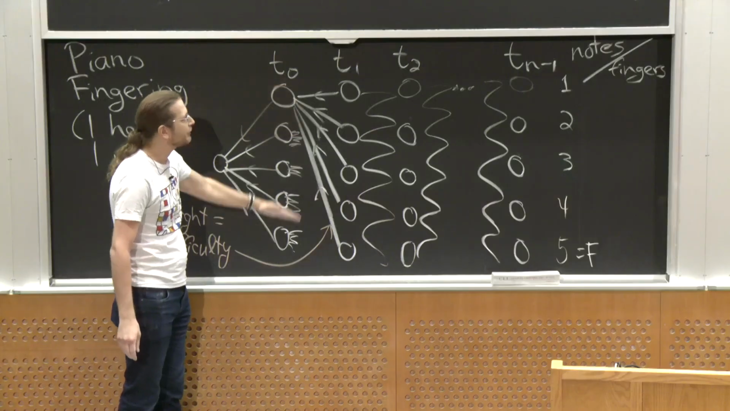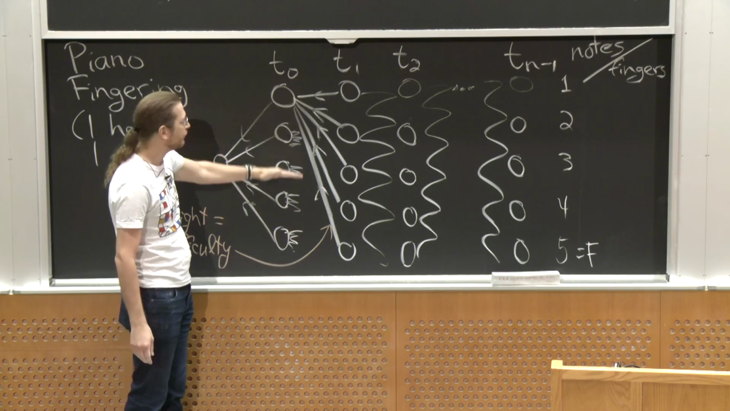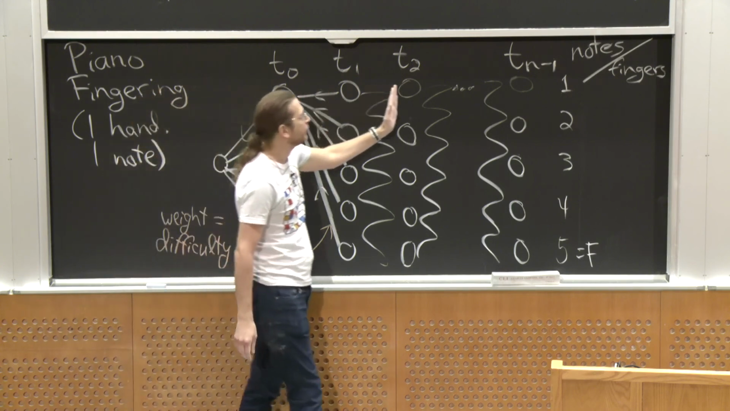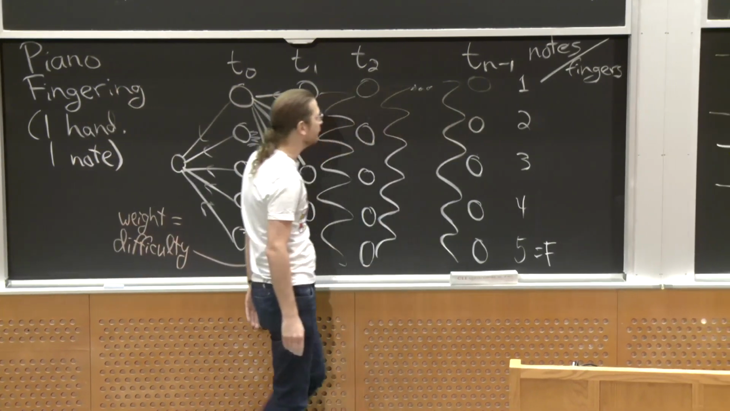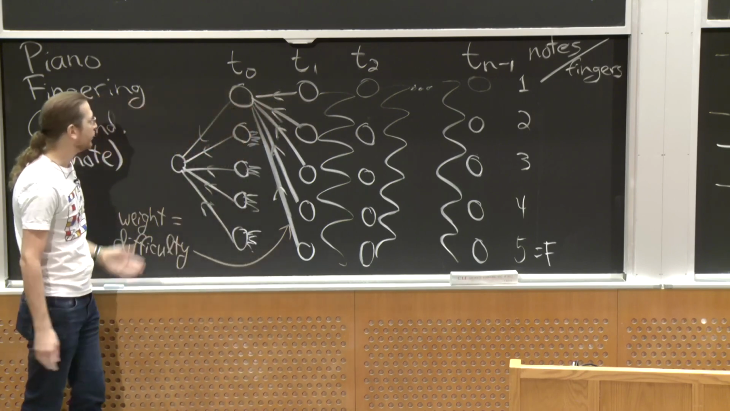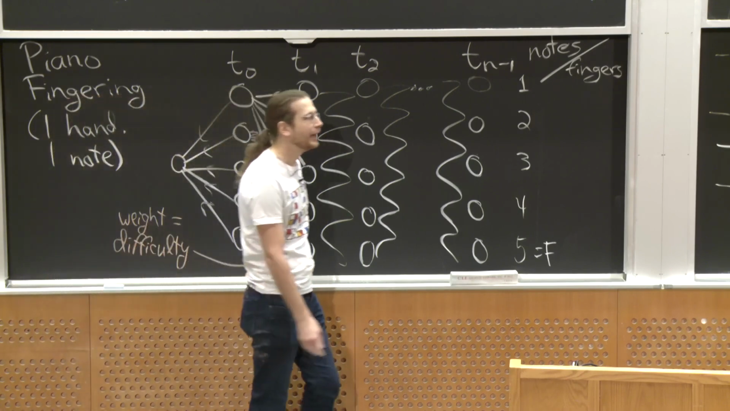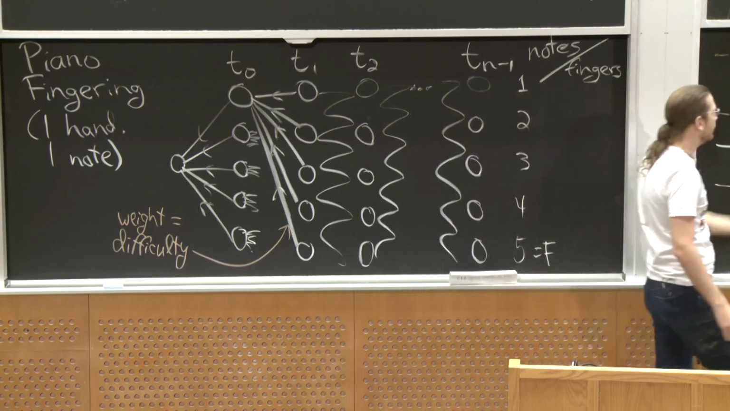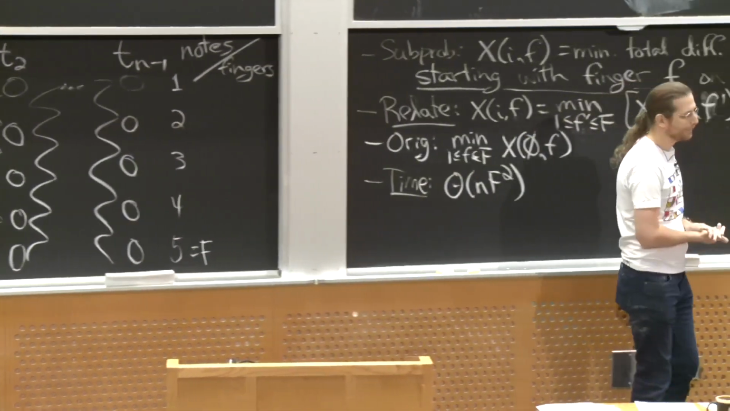The y-axis here is which finger I'm using, 1, 2, 3, 4, 5. And the x-axis is which suffix I'm considering, which note do I start on. And so you could solve this with shortest paths in a DAG, or you could just solve it directly, this DP, either top down or bottom up.